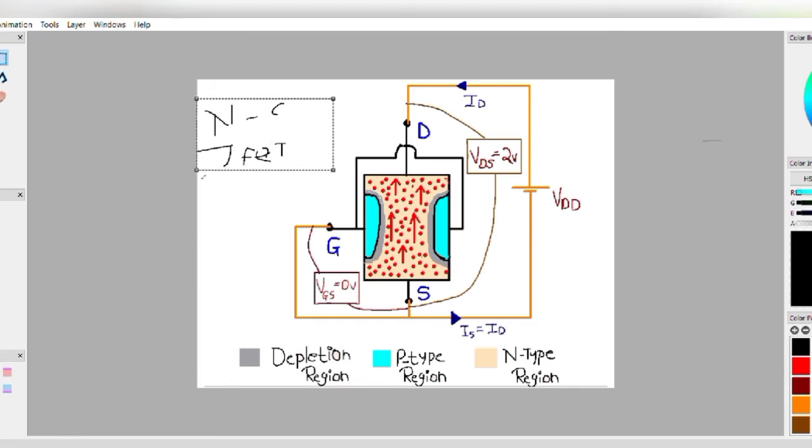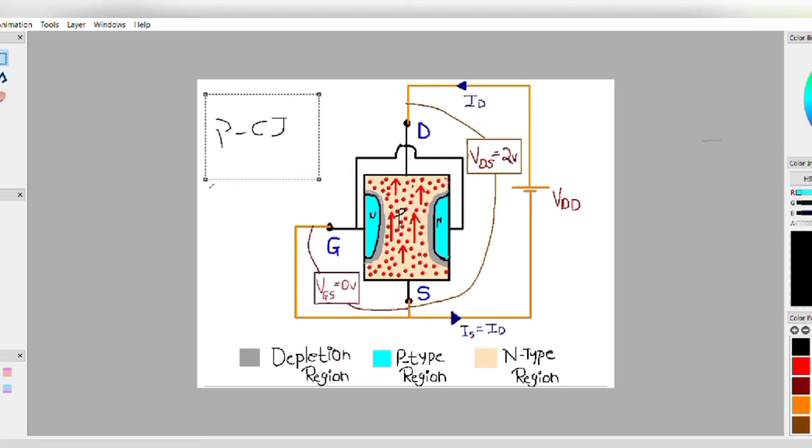If there would have been, let's say, if this would be P terminal, this would be N, and similarly N here, then in this case we would call this a P channel JFET. Okay, let me clear this.